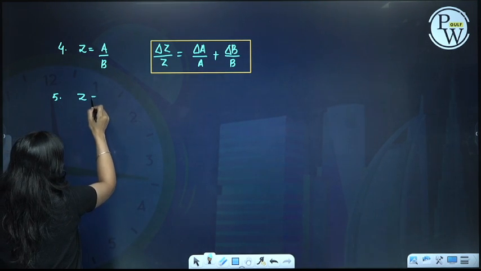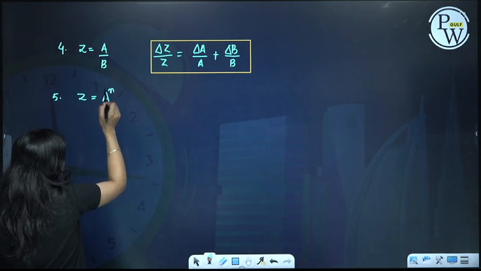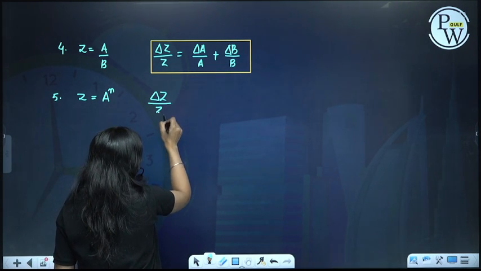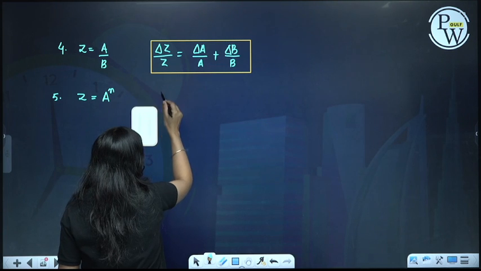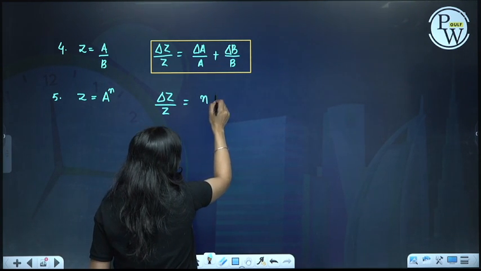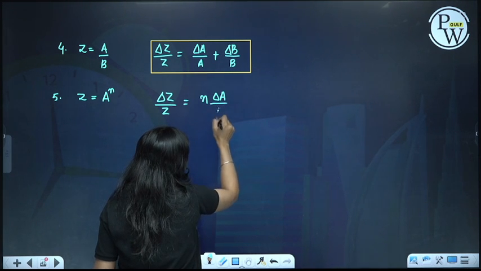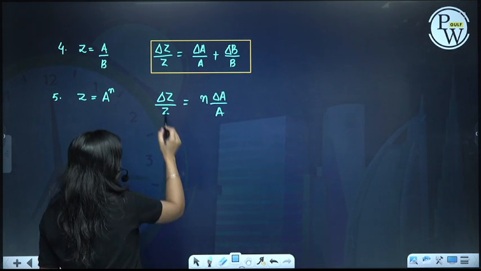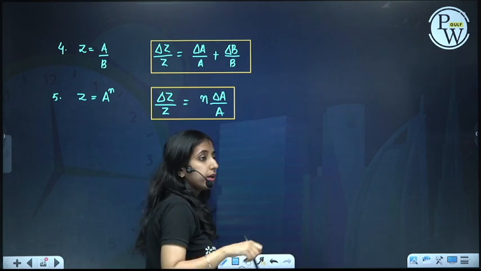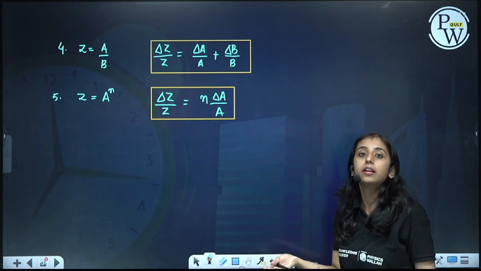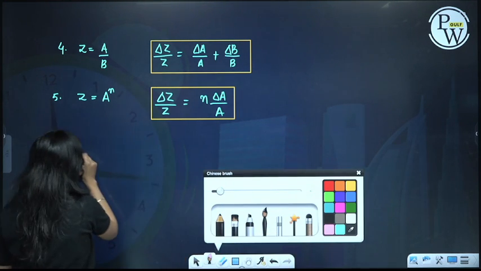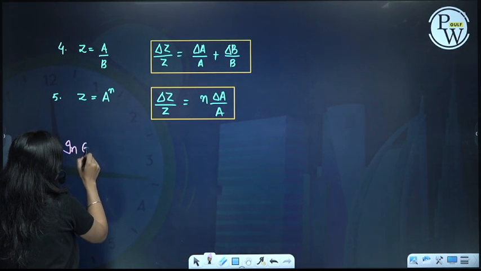If we have division or quotient, then also the relative error is the sum of their relative errors. If Z is equal to A raised to the power n, then delta Z by Z will be equal to n times delta A by A. If we have A raised to the power n, then the relative error in Z will become n times the relative error in A.